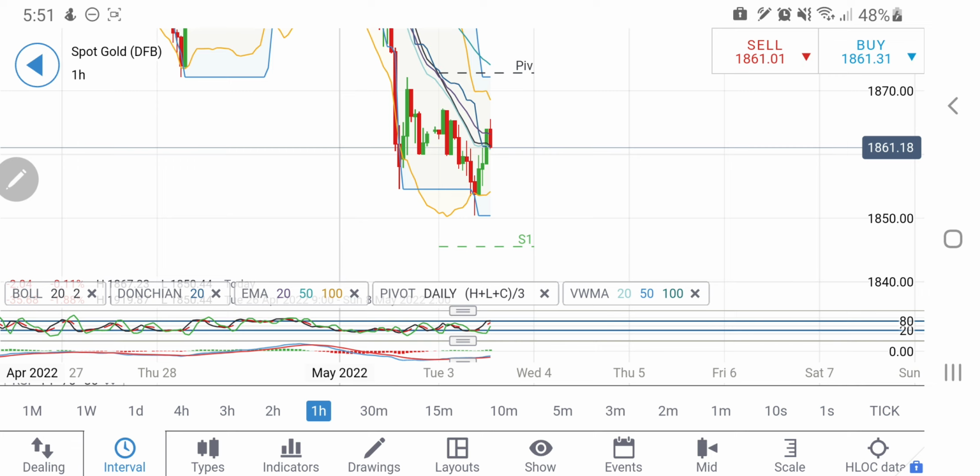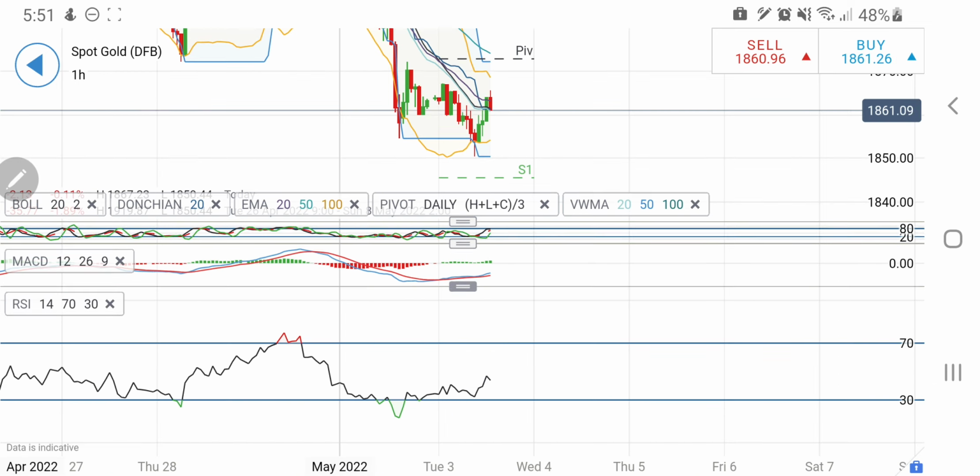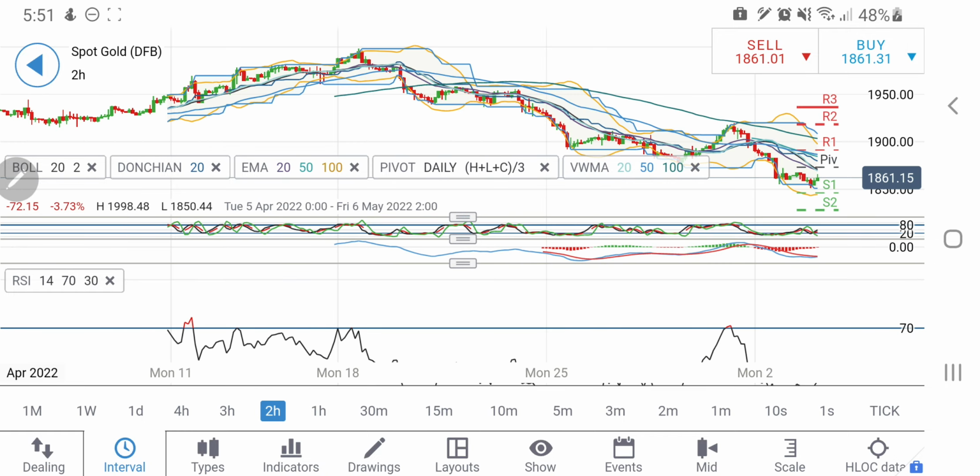Probably it is trying to trade in a downward trending sideways channel. On the hourly charts, this is near to overbought. MACD is showing a bullish divergence. RSI is looking downwards and appearing to be a little bit bearish here.